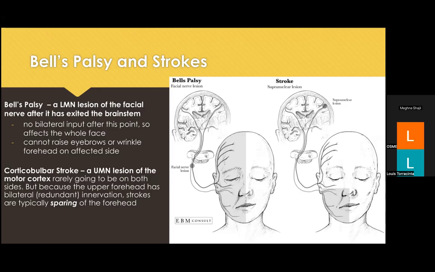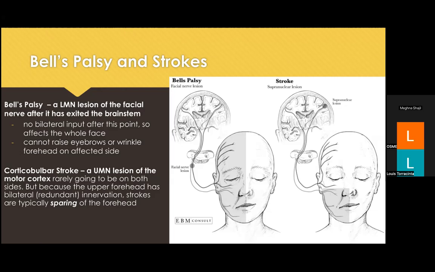And so you get someone in your stroke clinic or coming into the A&E department, you think they're having a stroke, and they can't raise their eyebrows. That lowers the likelihood that they're having a stroke. If the entire part of their face is not working, that's more likely to be a Bell's palsy. You just give them some steroids, they'll be fine. These are very different pathologies, and it's just a nice clinical example of the bilateral innervation of the motor tracts.